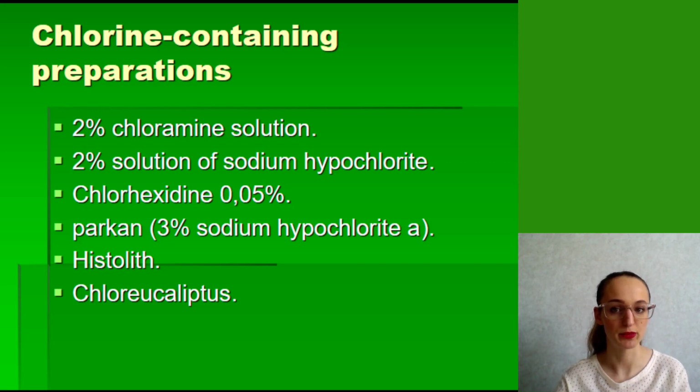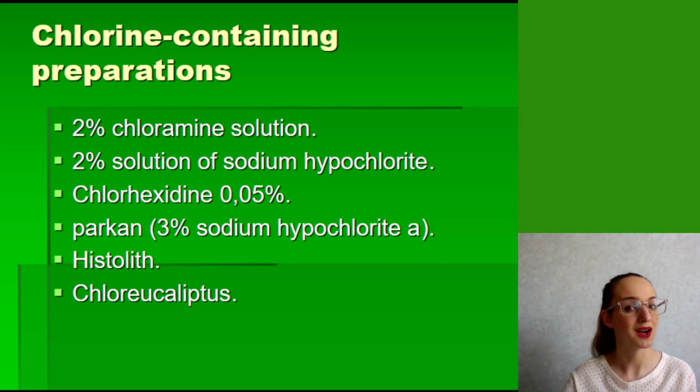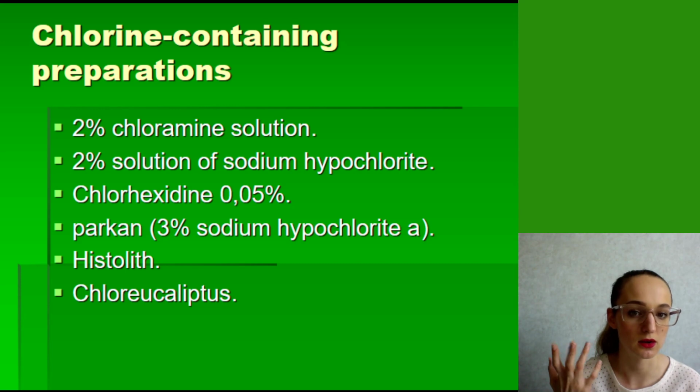Chlorine containing preparations: 2% chloramine solution, 2% solution of sodium hypochlorite. Look, please, you can use from 0.5% to 5.25%. If you know that you work with vital pulp, and you should take out all debris, all necrotic pulp, you should take hypochlorite.